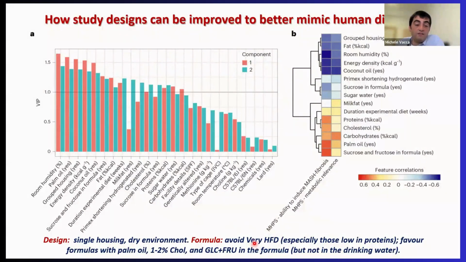We should avoid very high fat diets, especially those low in proteins. We have a strong correlation of proteins with fibrosis. This also opens a lot of questions in humans, considering how high protein diets are becoming increasingly popular to induce body weight loss. We should favor formulas with palm oil, 1-2% cholesterol, and combination of glucose and fructose in the formula, but not in the drinking water, because what happens when you put the calories into the drinking water is the mice will eat less pellet, thus leading to reduced damage.